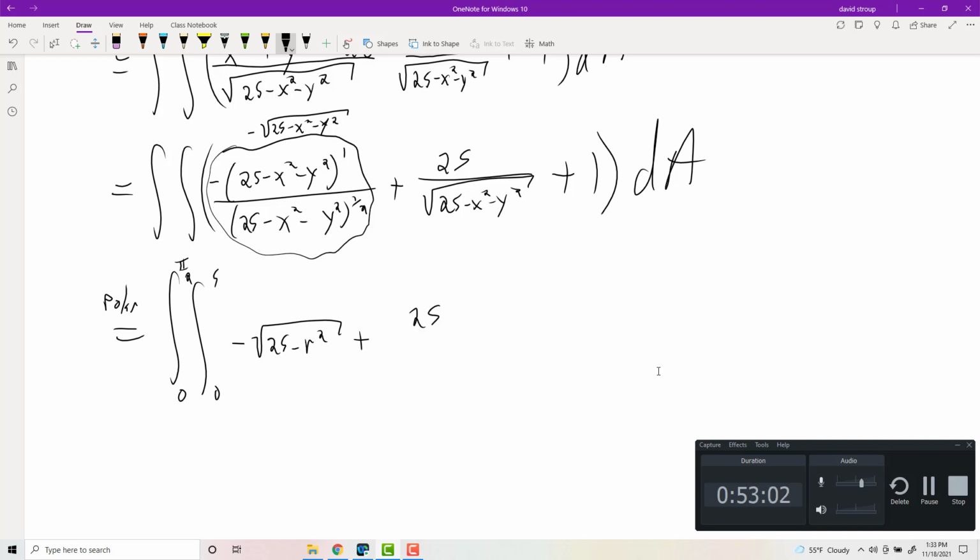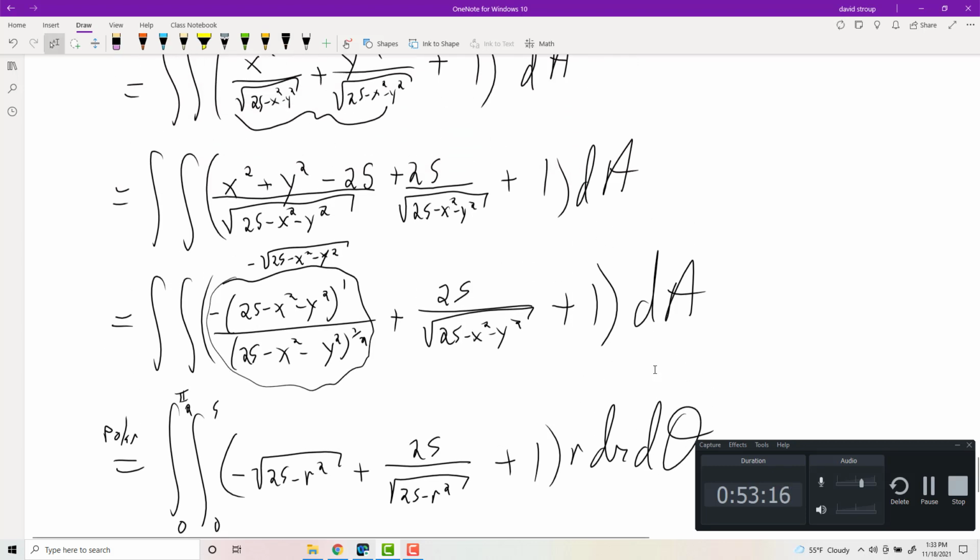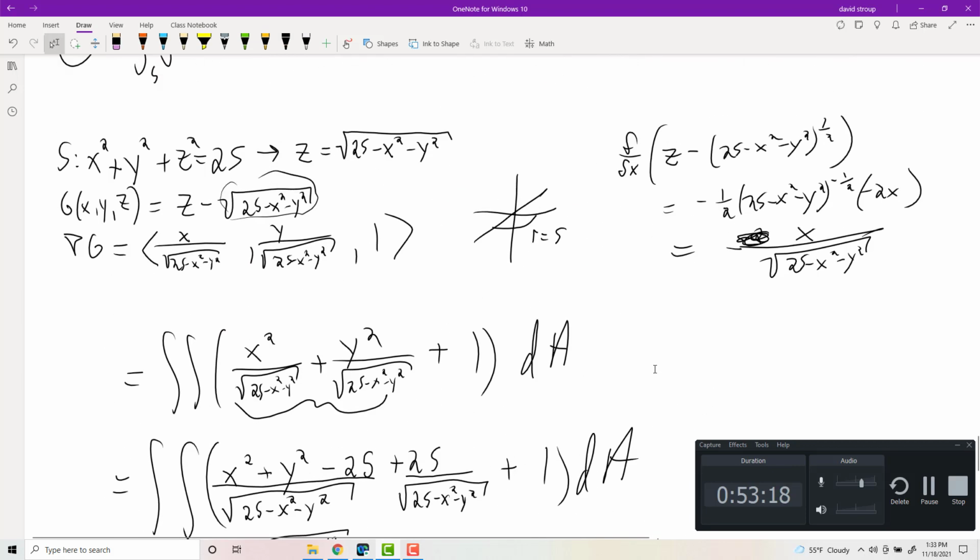But if you go polar, you can replace the minus x squared minus y squared with minus r squared. And that's what I do. Plus 1, which seems wrong. R dr d theta. I don't know why I did that dot product wrong. Hopefully I'm figuring it out right now that I messed that up.